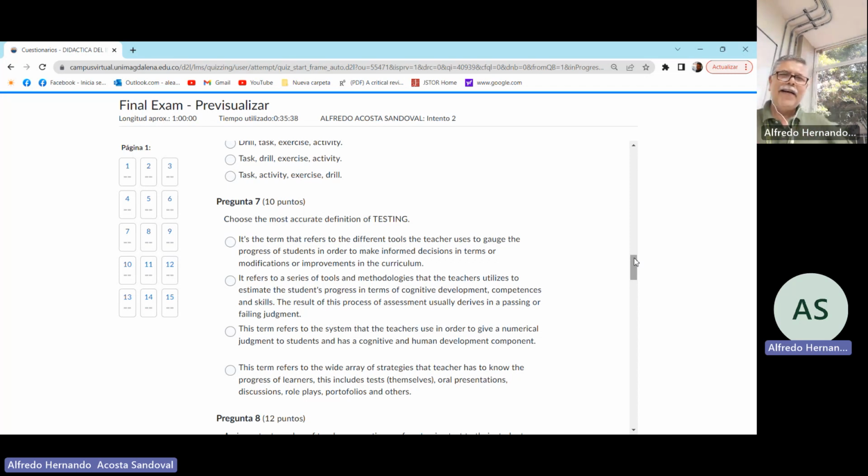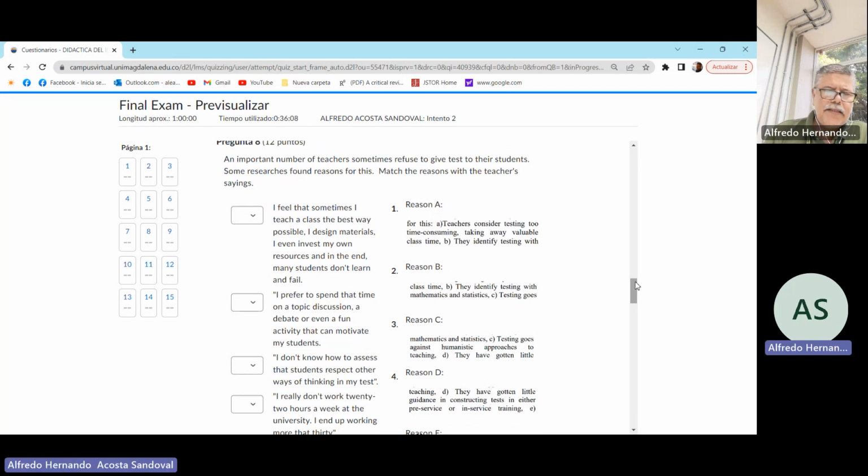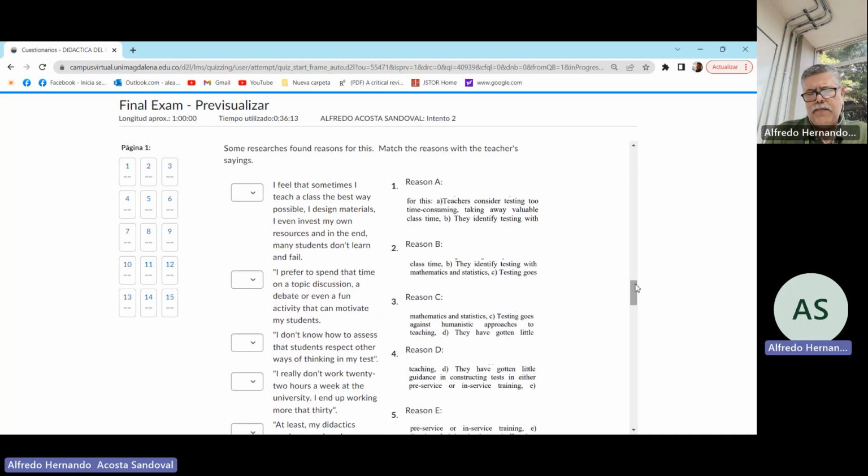Of course, I am defining. I know that you feel confident to say that I am defining assessment. But the second one says it refers to a series of tools and methodologies that the teacher utilizes to estimate the student's progress. Okay, cognitive development, competences, skills, not the human development. Well, here I think there is not much to say about this particular item, although I'm gonna go through it.